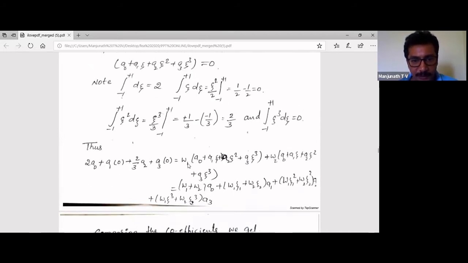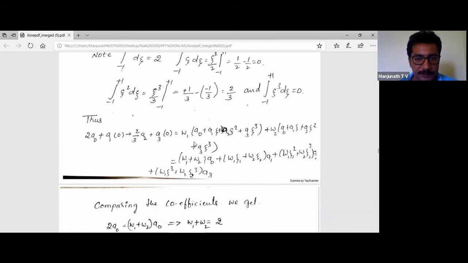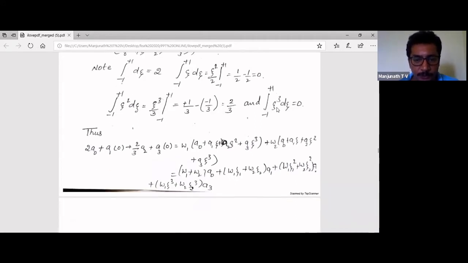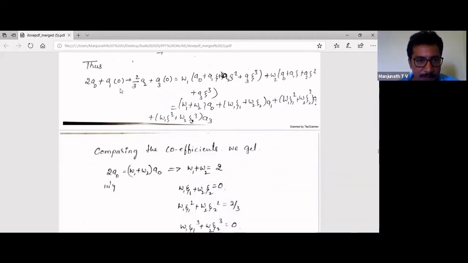Then that will be W1 (A0 plus A1 zeta plus A2 zeta square plus A3 zeta cube) plus W2 (A0 plus A1 zeta plus A2 zeta square plus A3 zeta cube). This equation we finally arrive at after integrating and after taking the W1 and W2 coefficient values to the right side. So here we have 2A0 plus A1 like this. In this particular term, if you want to get the coefficients, you need to separate the A0, A1, A2, A3 terms.